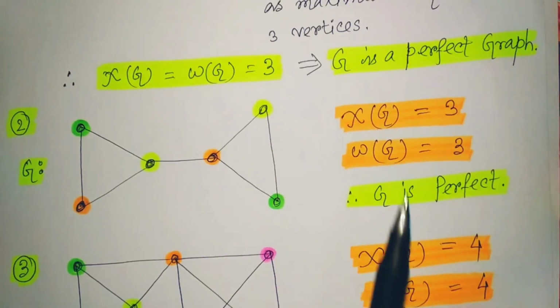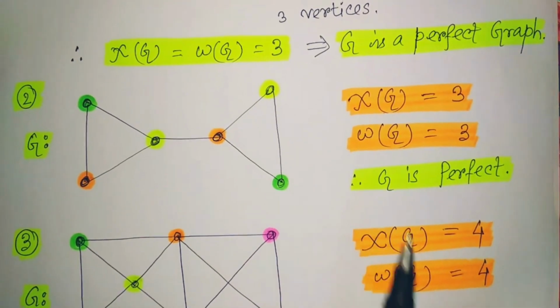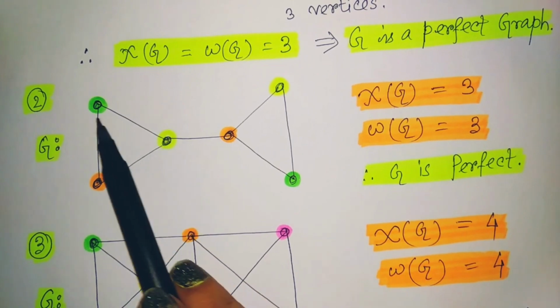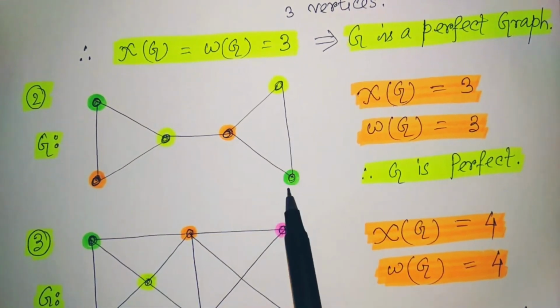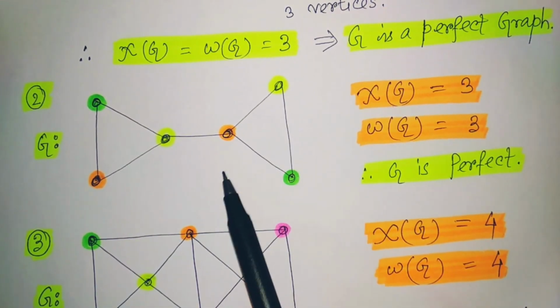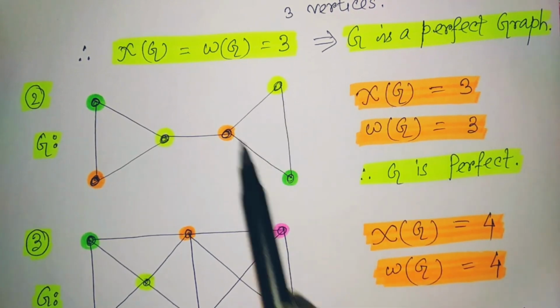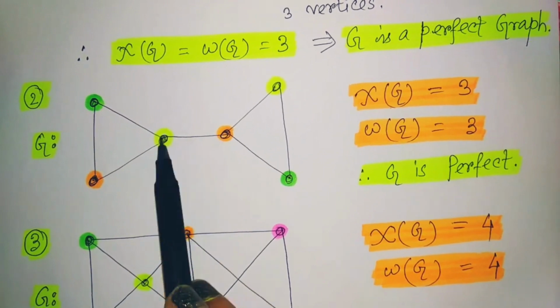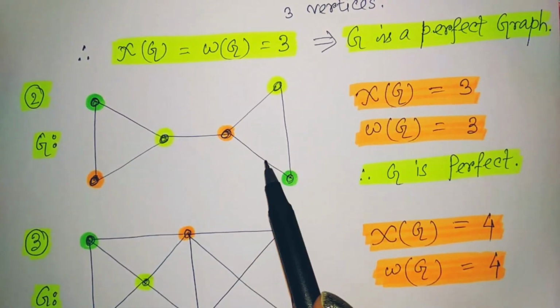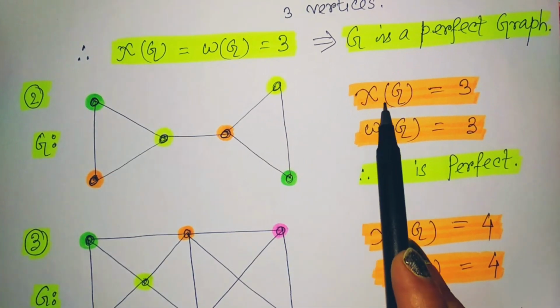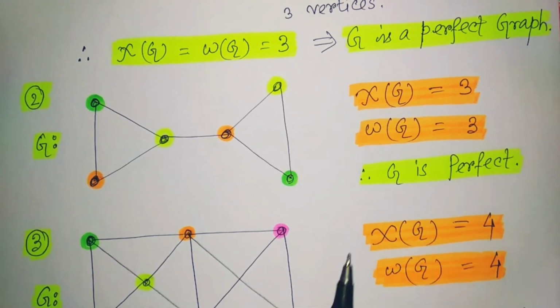Now here is another example. If we consider this graph, the number of colors required are 1, 2, 3. A total of 3 colors are required, so its chromatic number is 3. And definitely this one is a clique, this one is a clique, and this one is another clique. So the maximum clique contains 3 vertices, so the clique number is 3 here. Both are the same, hence it is also a perfect graph.